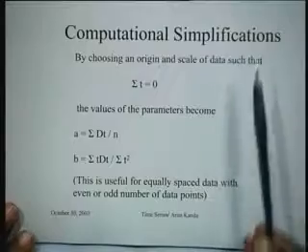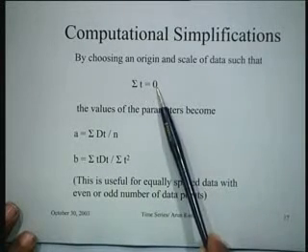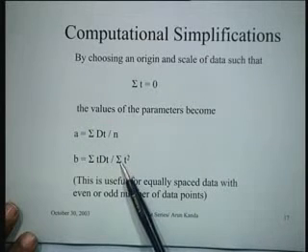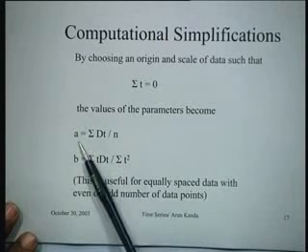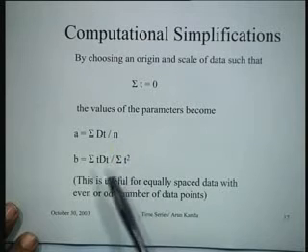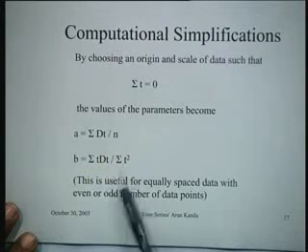There are some computational simplifications in these calculations. By choosing an origin and a scale of data such that summation t is 0, the values of the parameters become very simple. a is equal to summation dt by n, which is the average demand, and b, the other parameter, is summation t dt divided by summation t square.